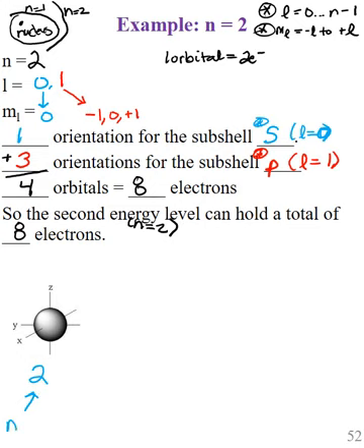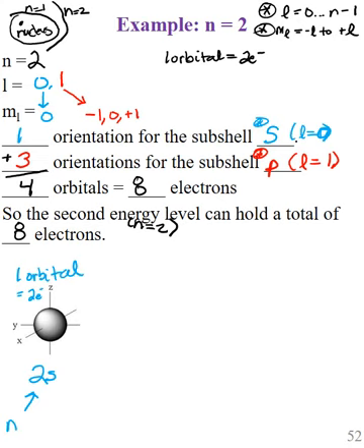Okay, so because our n is 2, we denote it with a 2, and this subshell is what? S, P, D, or F? It's an S, so we call this the 2s orbital. Right here we only have one orbital. One orbital can hold 2 electrons, so this sphere can only have 2 electrons in it. So that took care of the s orbital.